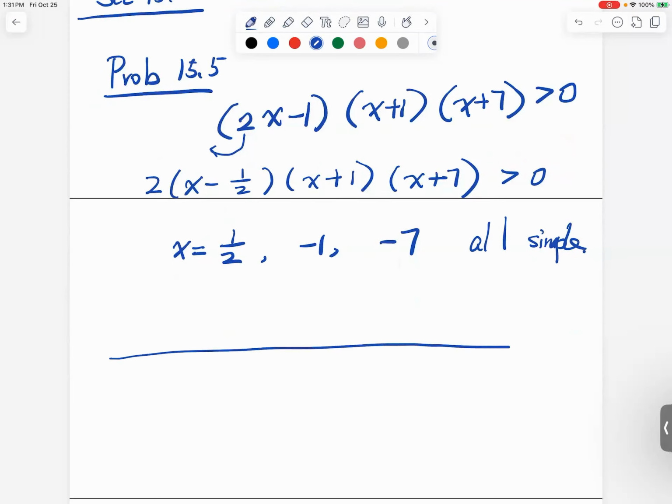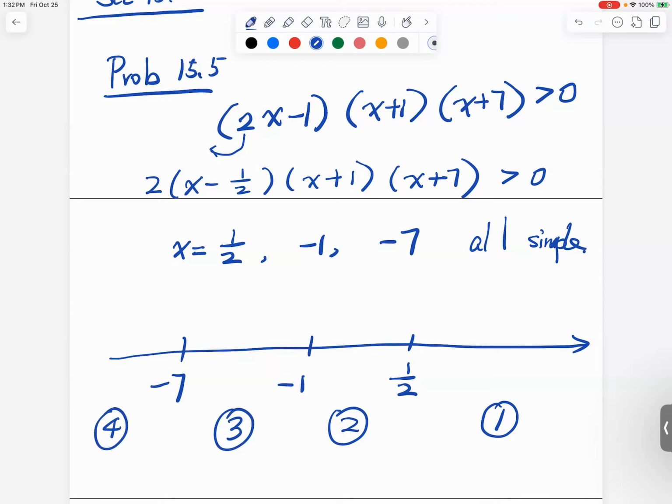Okay, so what I'm going to do is label these roots on the number line. I don't need to be super accurate. I just need to know the order of them, okay? So let's say this is -7, this is -1, and this is 1/2. So this divides the number line into 4 intervals. The polynomial on the left-hand side can have different signs in each interval, but it will not change sign within each interval. Then we just determine the sign of the polynomial in each interval, right?